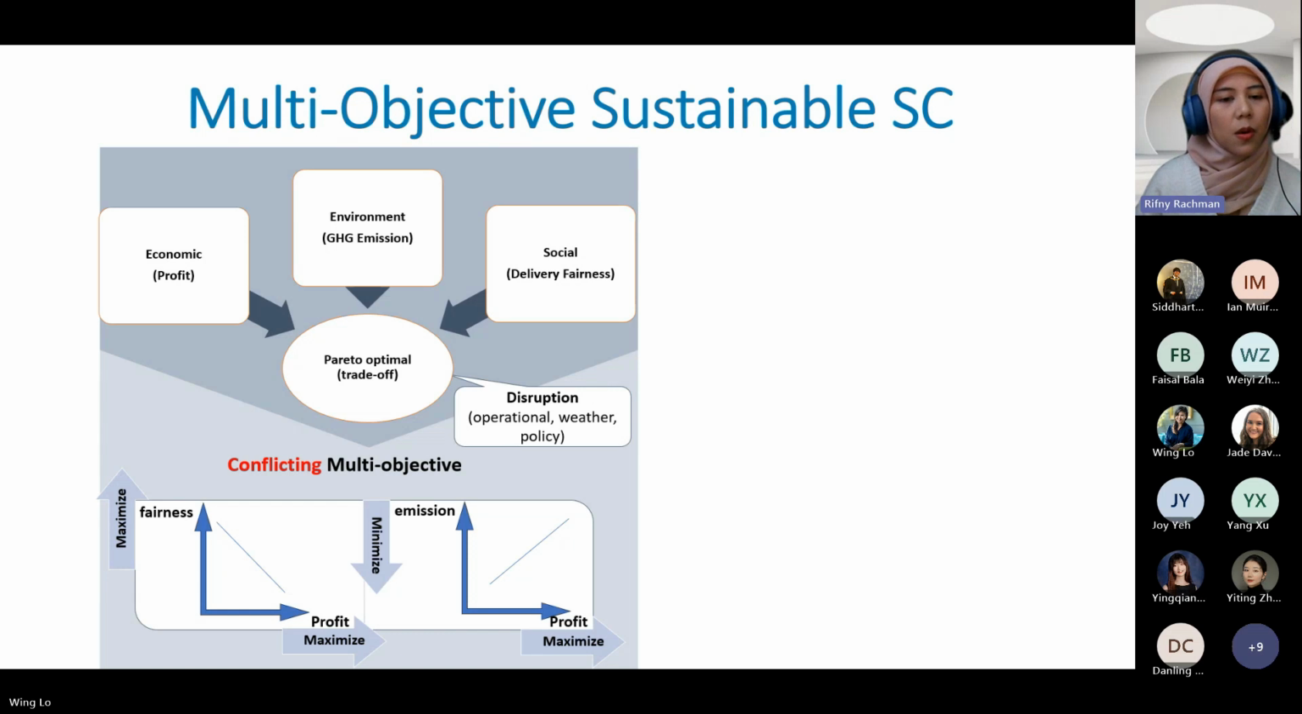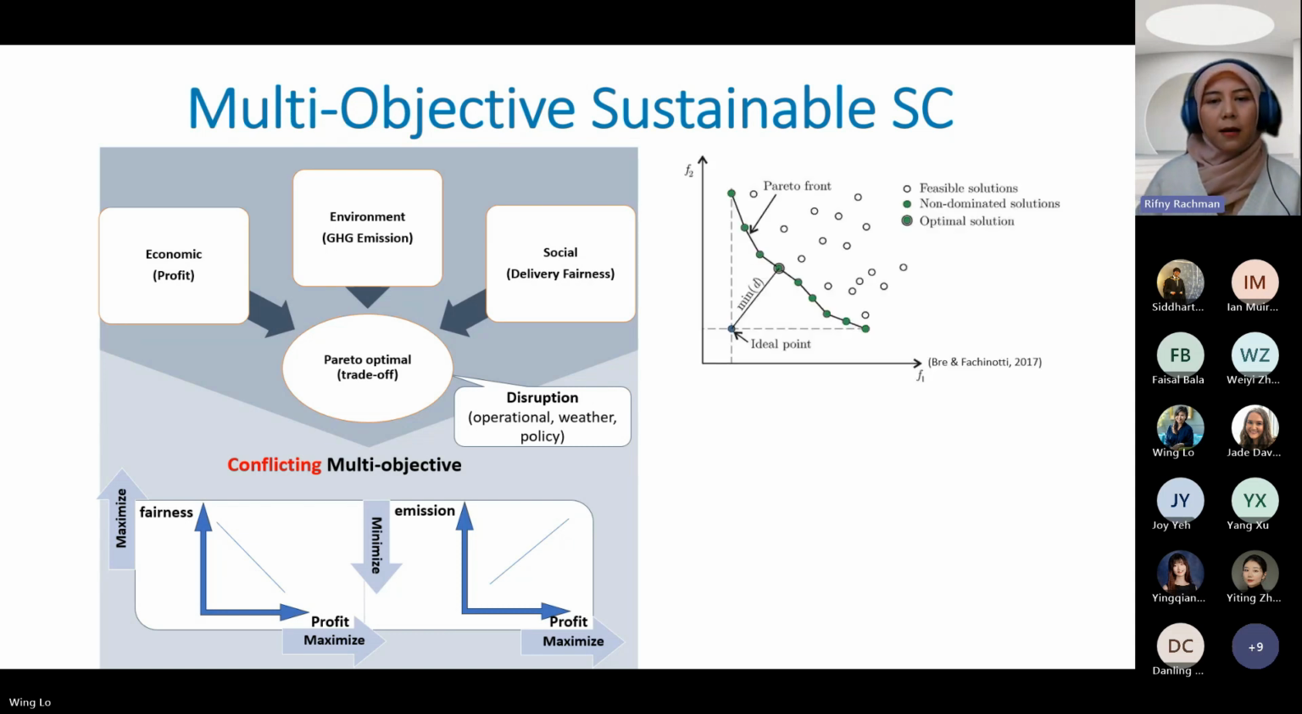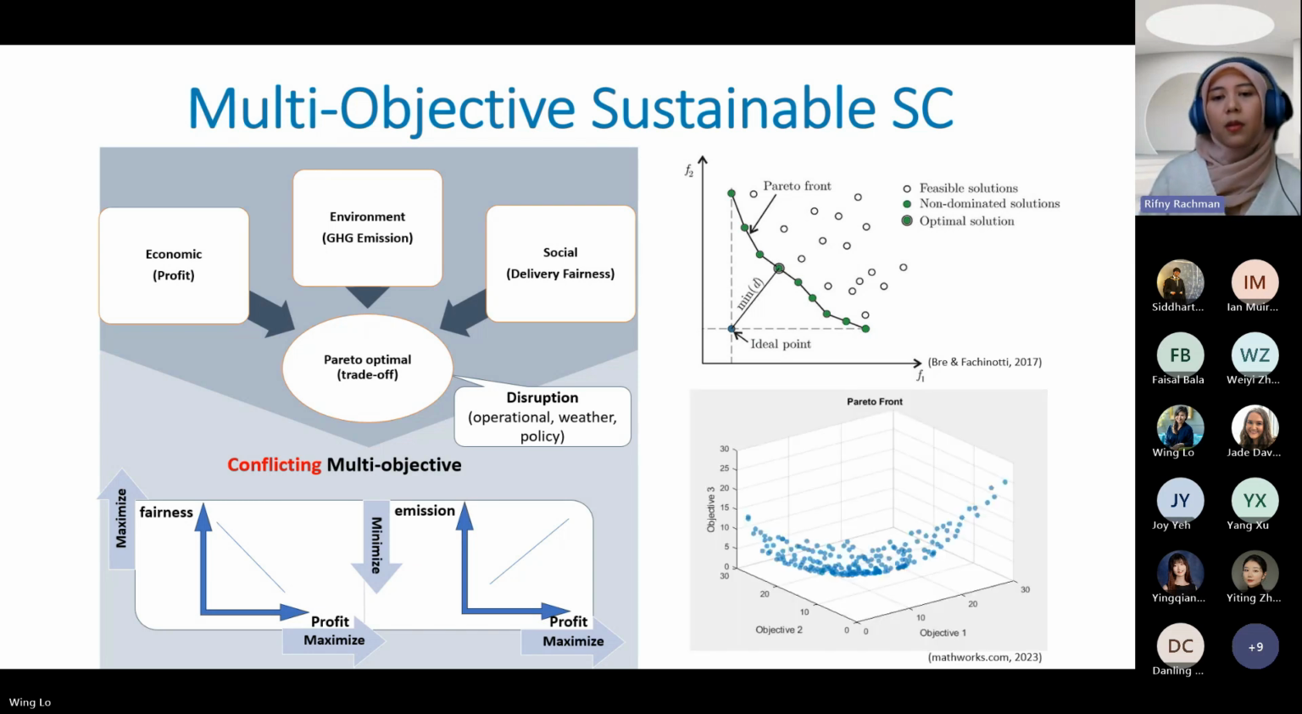And the same thing happens also to when we are trying to balance between emission and profit. For example, just imagine if we want to improve the profit by boosting the production, for example, it will also result in higher emission, but we don't want that. So we try to balance between the profit that we will get and the emission we don't want to produce a lot of emission. So this is the example from balancing between two objectives. So we are trying to generate the Pareto front, which is the set of undominated solutions. And this is the example of Pareto front if we are incorporating three objectives.